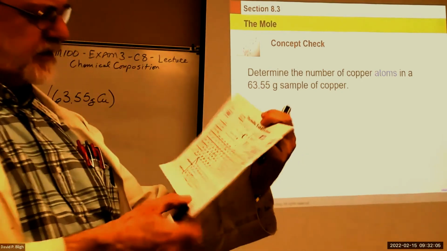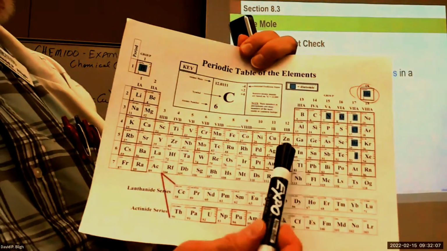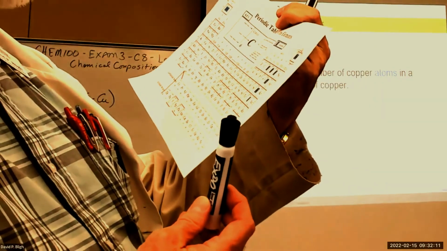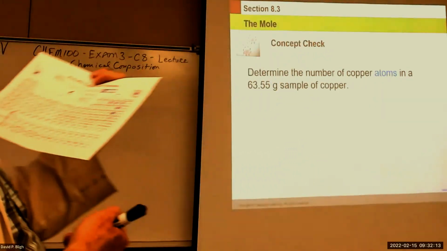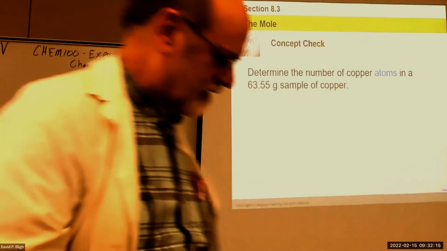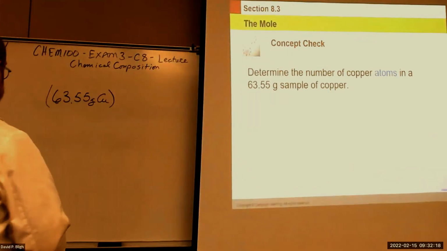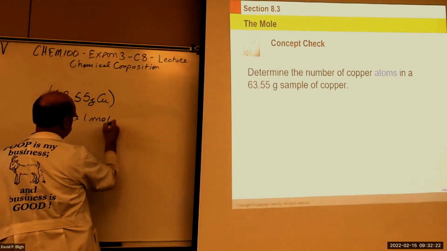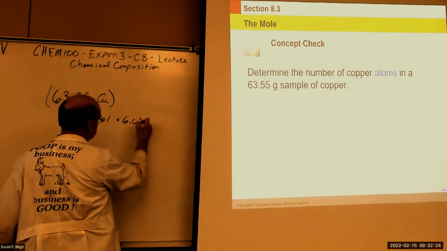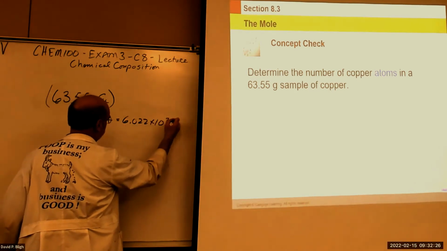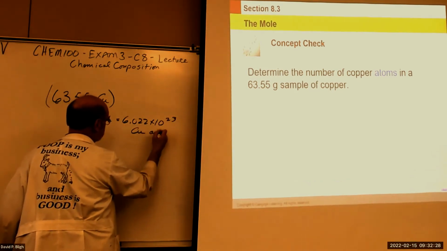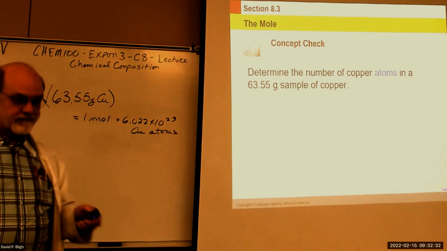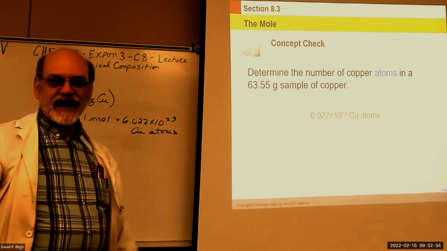So copper, let's see, copper is located right over here, transition element. If we look on there, it's 63.55. That mass is equal to 1 mole. Okay, so we didn't even need a calculator for that one.